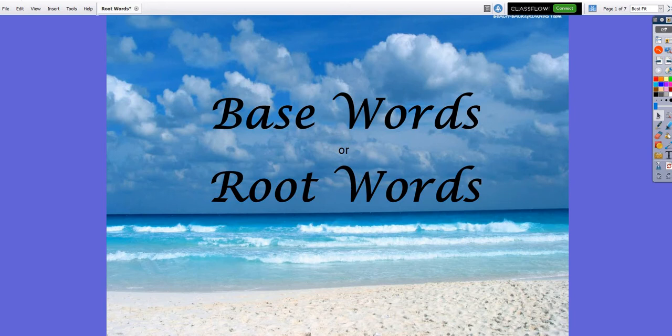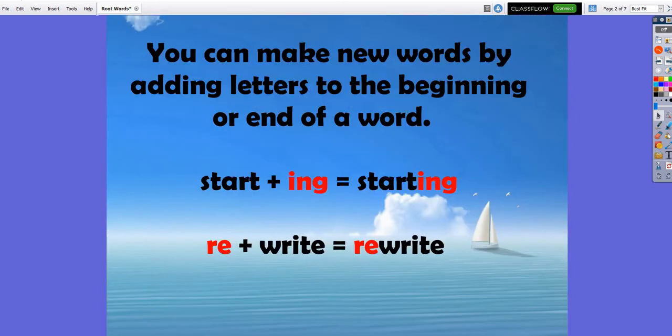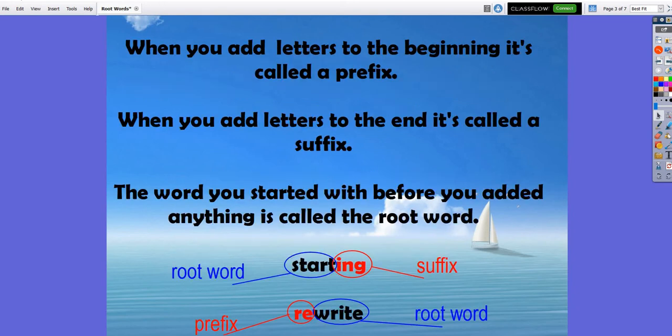All right, so we have talked about root words. That's what we worked on yesterday. And remember, a root word is just the word that you start with before you add anything. For example, on our words starting and rewrite.